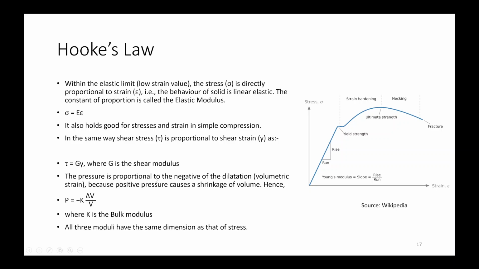Now the pressure is proportional to the negative of the dilation, the volumetric strain, because positive pressure causes a shrinkage of volume. Hence P equals minus K times delta V upon V, where K is the bulk modulus, and all three moduli have the same dimension as stress. Now from this stress strain curve, we can see that initially in the elastic region, the slope of the curve is the elastic modulus.